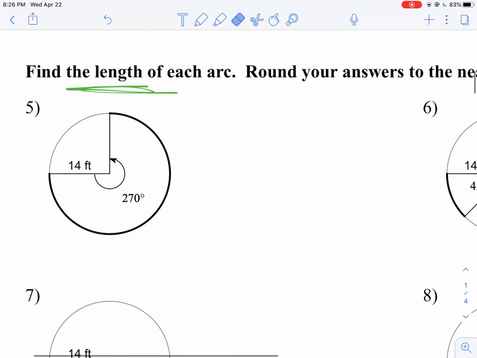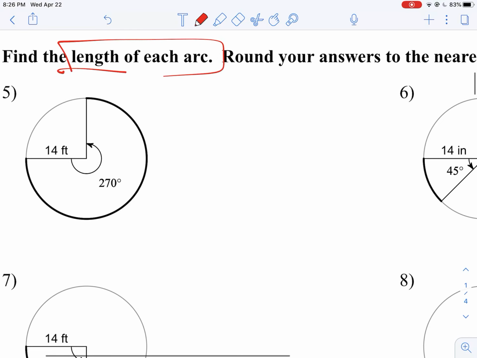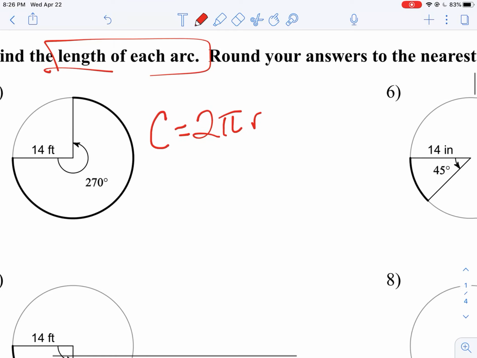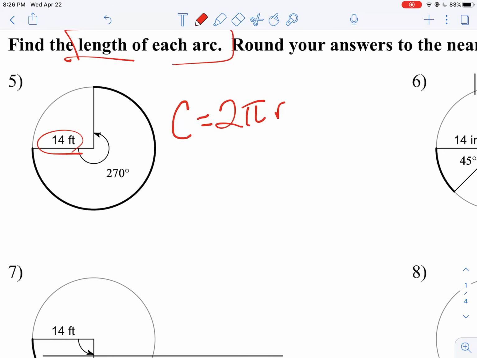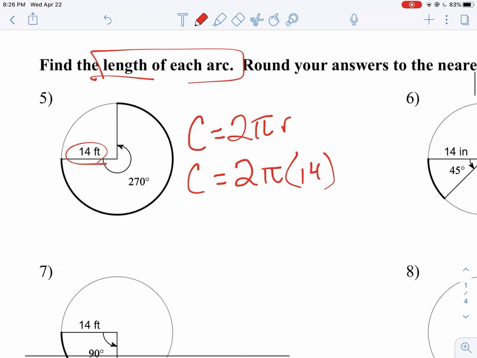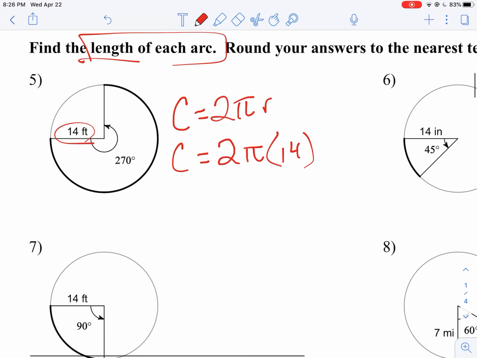So, first part, when we're talking about arc length, the length of the arc, that is going to use circumference. So let's just talk about finding circumference first. Circumference is 2 pi r. The radius, that little reference point they give us, is 14. So my circumference is going to equal 2 pi 14. Then we use our calculators, round your answer to the nearest tenth. So we're going to be rounding. So I am going to get 2 times 14, which is 28.